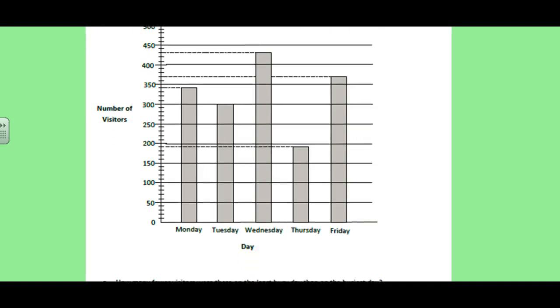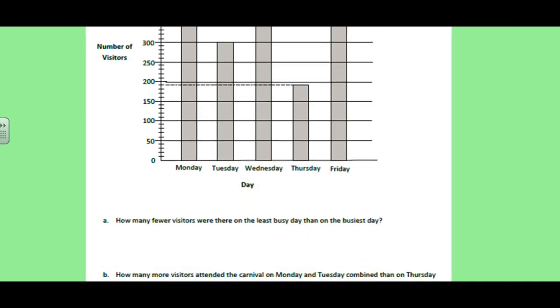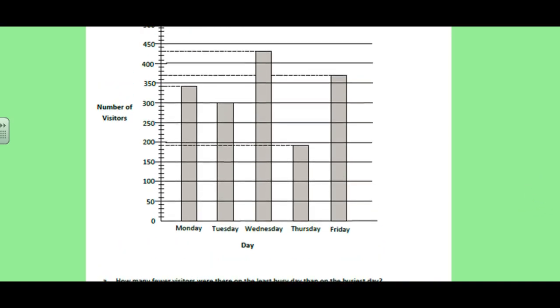So let's look at the questions. A says, how many fewer visitors were there on the least busy day than on the busiest day? So we're going to have to find the smallest bar and the tallest bar, and we're going to have to find the difference between those two numbers to be able to answer this question.